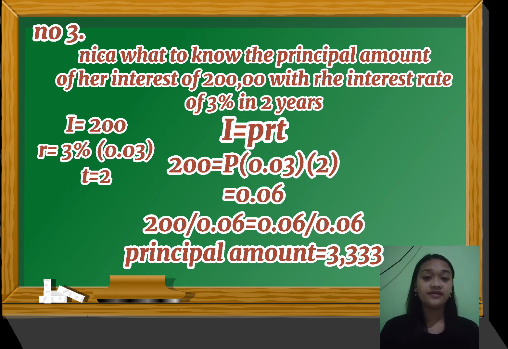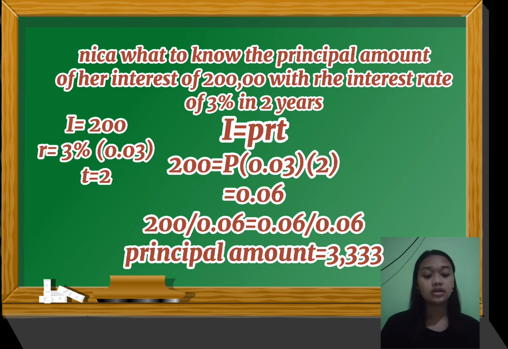Nico wants to know the principal amount of his interest of 200 pesos with the interest rate of 3% in 2 years. In this problem, we are going to find the principal amount. But before that, let's arrange the list of information. I is equal to 200 pesos. P is the missing. R is equal to 0.03. The reason is we need to change the percent to decimal. That's why we have 0.03 times 2.